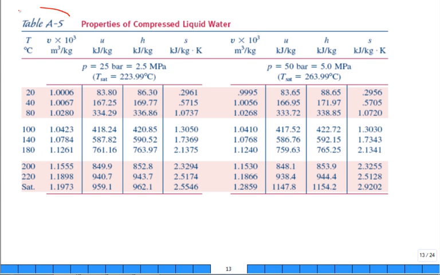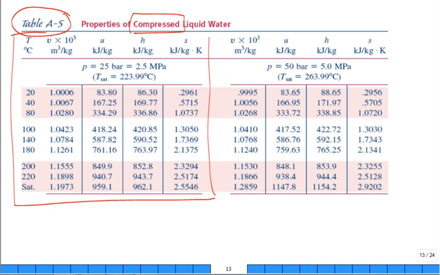Now, table A5, compressed liquid. Okay, there's some compressed liquid there. It's put in pressure blocks as well. Notice they have the 10 to the 3 up here. Liquid's very dense. So if I wanted to know the specific volume of water, H2O, at 2.5 megapascal and a temperature of 80 degrees C, what number would you give me back?